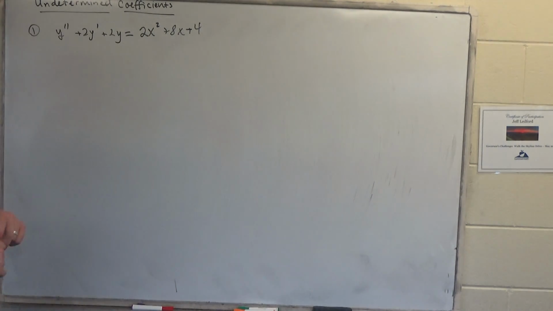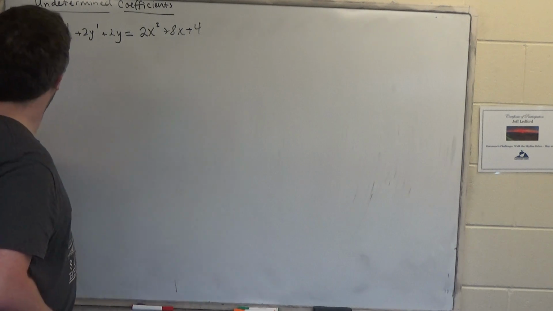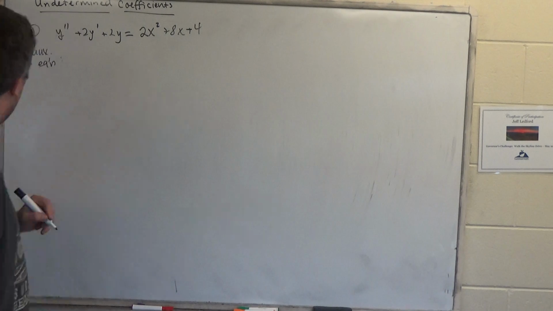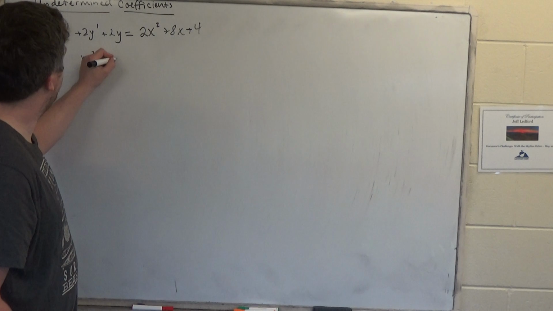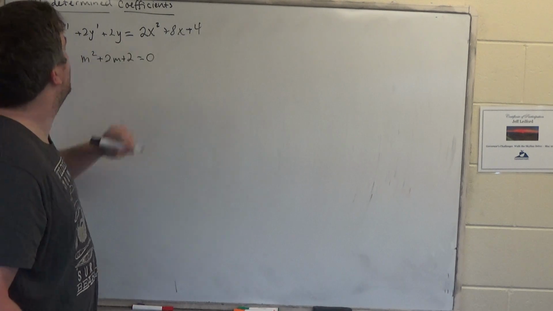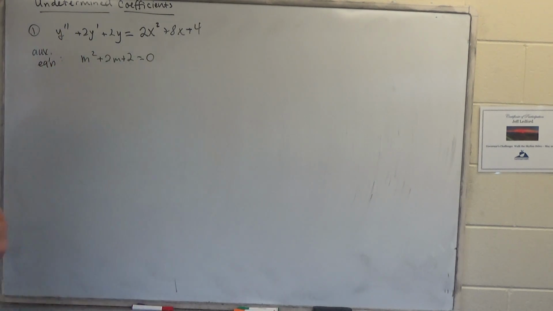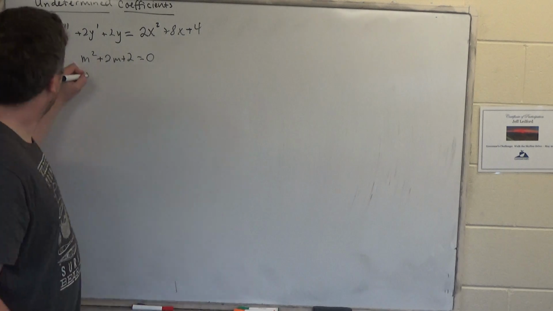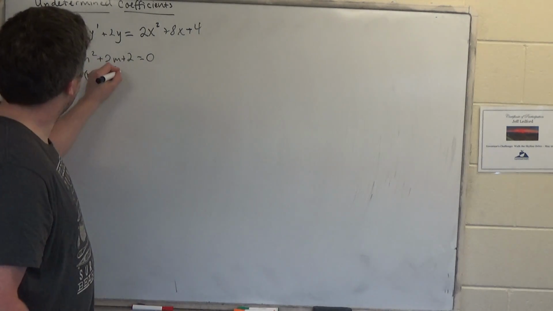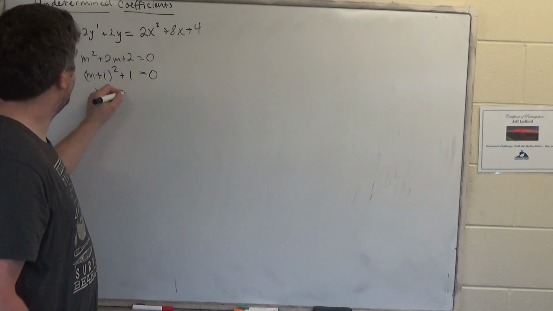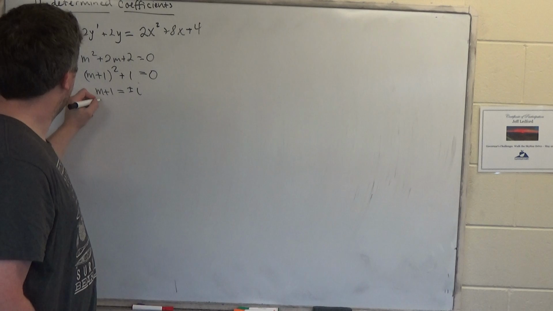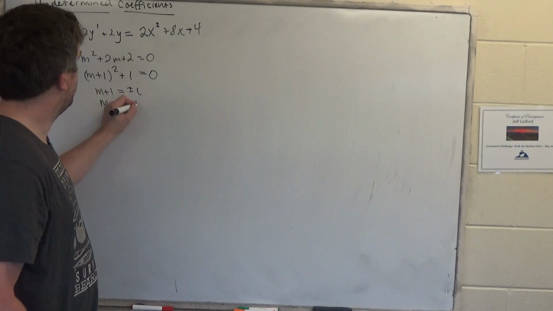And to start out, we do exactly the same thing that we would do for variation of parameters. We find the homogeneous solution by using an auxiliary equation. In this case, we get m squared plus 2m plus 2 equals 0. And we could use the quadratic formula, or we could complete the square. In this case, we get (m plus 1) squared plus 1 equals 0. So m plus 1 equals plus or minus i, which tells us that m equals negative 1 plus or minus i.